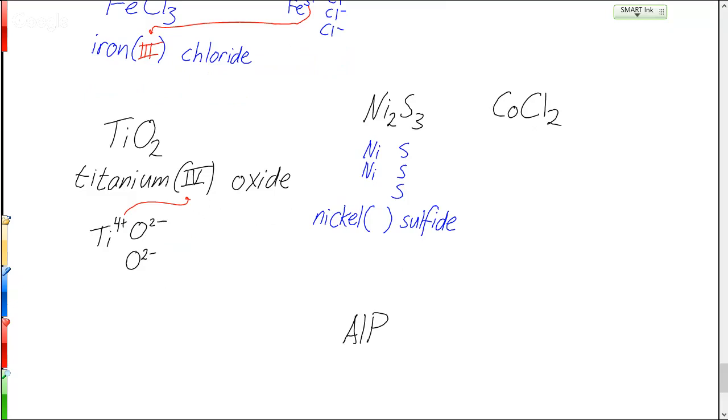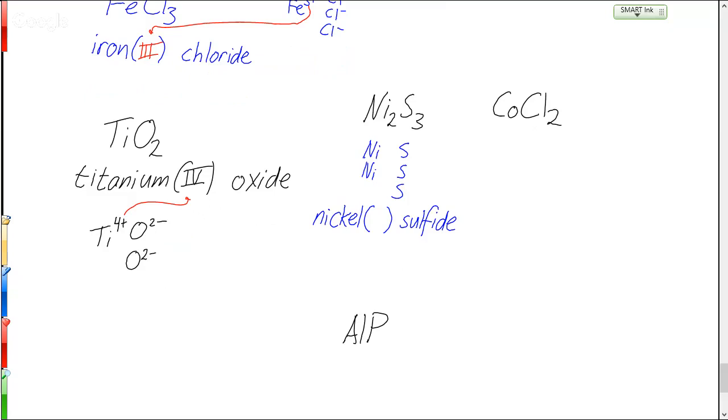I also saw some different spellings of these. Don't worry too much about that now. I won't mark that wrong if you write sulfuride or something that's a little bit different. We'll get that. So it's nickel something sulfide, and the literal translation of that formula is 2 Nis and 3 S's. So now we can start to figure out the charges.